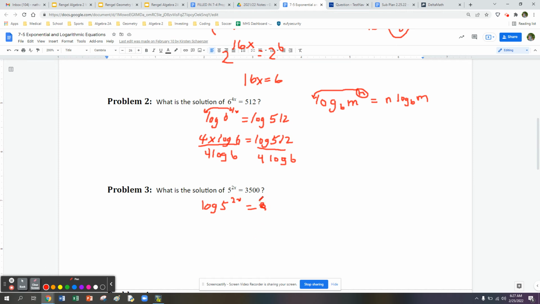3,500. Then I'll drop that 2x out in front. So we'll have 2x times the log of 5 equals the log of 3,500. And then we'll divide by 2 log 5. So both sides get divided by 2 log 5. And we'll head back to our calculator to see what we'd get.